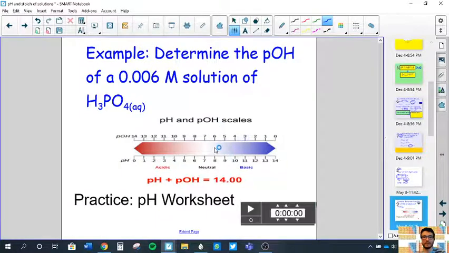Okay, so using that, we're going to now solve a problem. And this is the last example we're going to do. We're going to finish this first part of our lesson on pH. Here's a question: determine the pOH of a 0.006 molar solution of, and this is an acid, phosphoric acid. Okay, so let's do that.